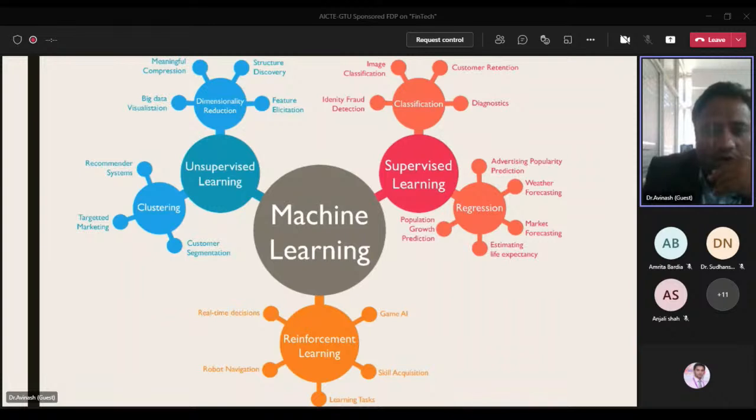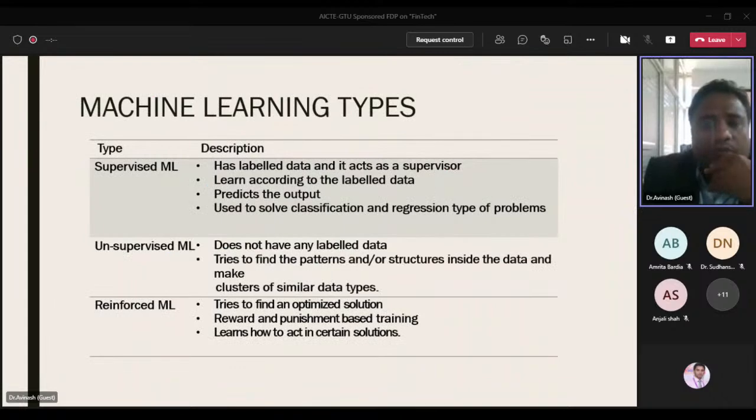Then we can make some real-time decisions. Then we can make some kind of robot navigation applications. We can also make some kind of chatbots which are usually used in banking applications or any other applications. So these are the various applications which we have studied about machine learning.